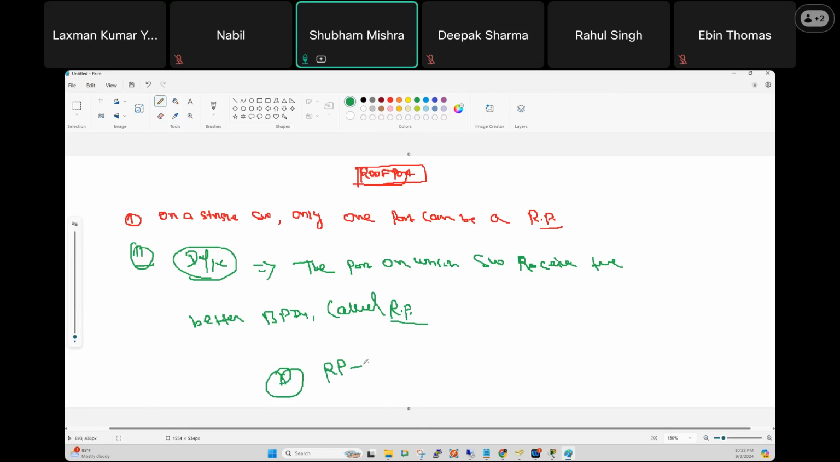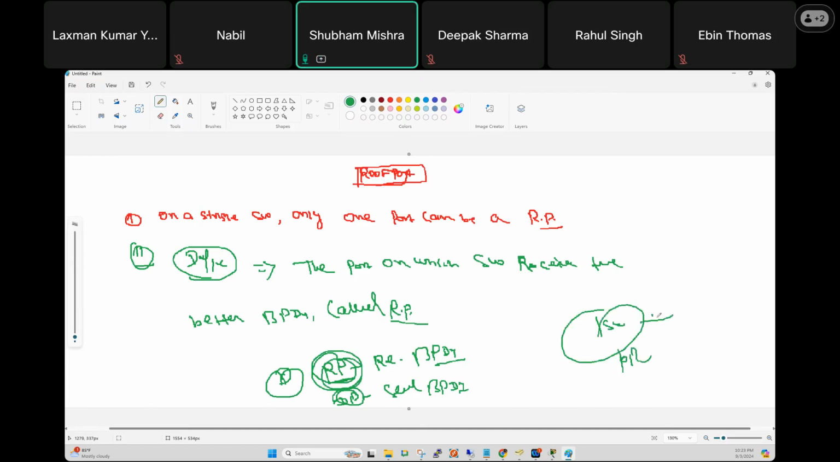On the root port, the switch receives the BPDU. Basically, on this port the switch receives the BPDU, and a DP port means the port through which the switch sends the BPDU. Do you understand these two things? On the RP the switch receives, and through the DP the switch sends. So if this is the switch, this is the RP port and this is the DP port, then on this port the switch receives the BPDU, and through the DP port the switch sends the BPDU. Clear? Both things. So the RP port means the port on which the switch receives the better BPDU.